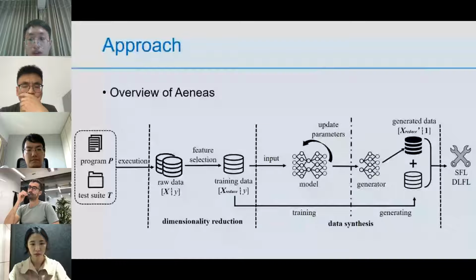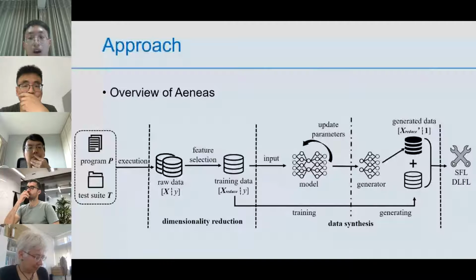The first stage is dimensionality reduction, which takes the raw data as input, filters out the potentially bug-irrelevant statements, and then outputs reduced data. For this purpose, we use a feature selection algorithm. The following data synthesis stage will construct a generative model for the program. After the model is well trained, it can generate data until the class is balanced. That is, the number of failing test cases is equal to that of passing test cases.